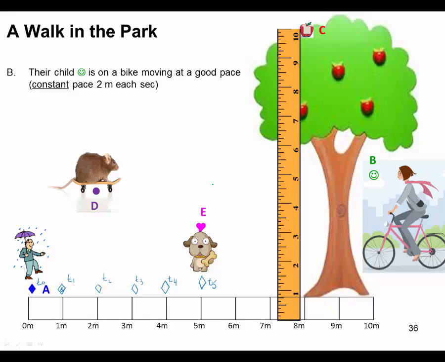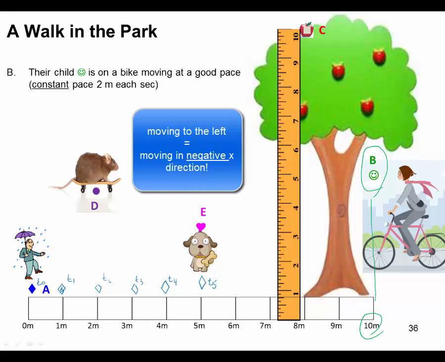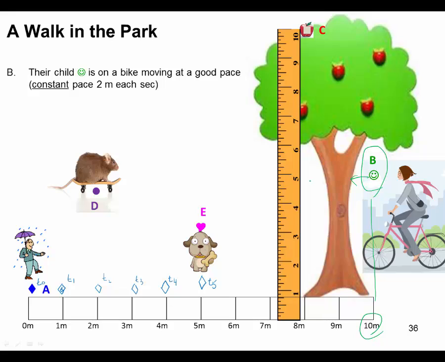Now let's take a look at our second family member. Now we have a young girl riding on a bicycle. She's on the right side of the screen, and she's moving along at a good pace, a constant pace of 2 meters each second. She is starting at 10 meters. Each second she's moving to the left. I'll just draw a little arrow here. She's moving to the left, and so after 1 second she's got to move 2 meters, and she should be right here after 1 second.